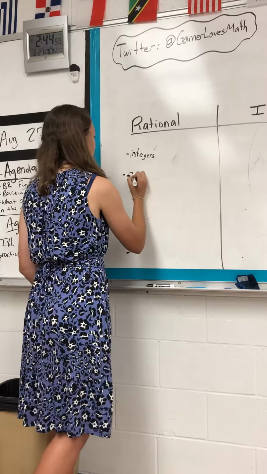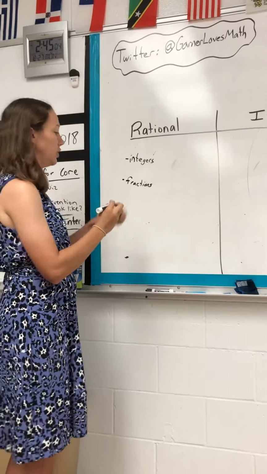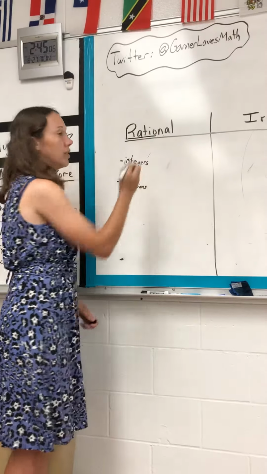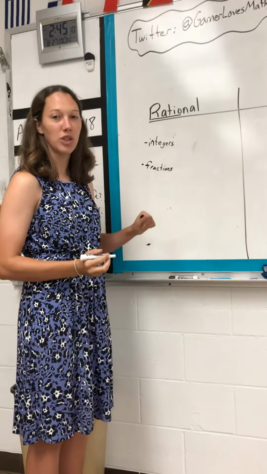You'll also have all fractions. So in the word rational, you see this word ratio. A ratio is just a fraction. So any number that can be written as a fraction is going to be rational.